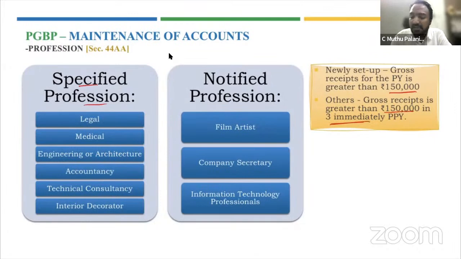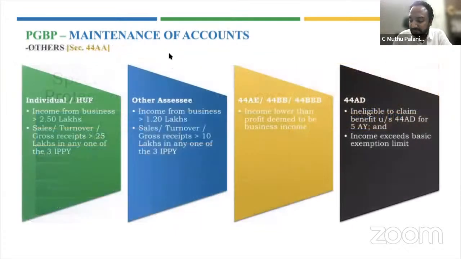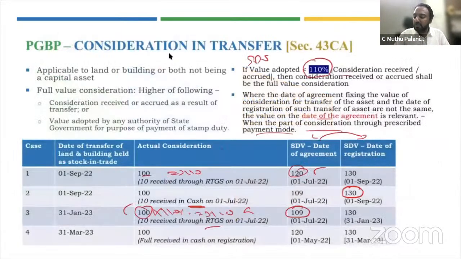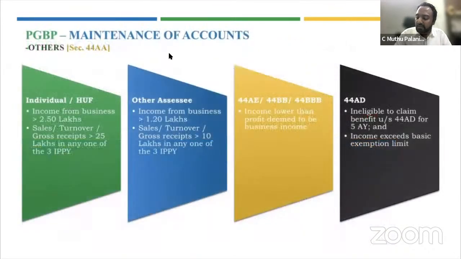Please remember, in all the 3 years, if it is more than 1.5 lakhs, it needs to be considered. And for everyone else, that is other than profession, if it is an individual or HUF, they have to maintain books if their turnover is more than 25 lakhs or income is more than 2.5 lakhs.